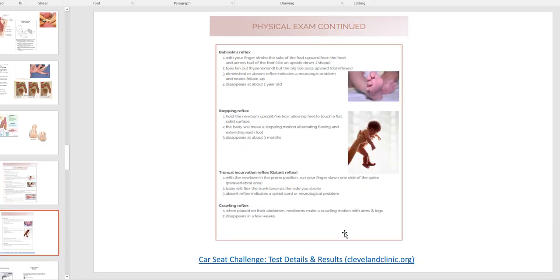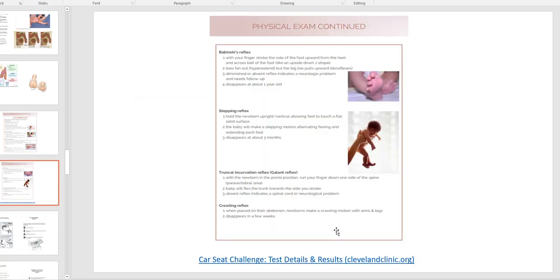Let's go back. Car seat challenge. It means the baby can sit on a telemetry monitor in a car seat with an O2 sat on, of course, as well, and not have any apneic spells for 1 hour, okay? If a baby's ever been on a monitor, they're going to have a car seat challenge done before they go home. If they've ever had any type of apneic episodes or CPAP at birth, then they're going to have that car seat challenge ordered before they can go home, okay?